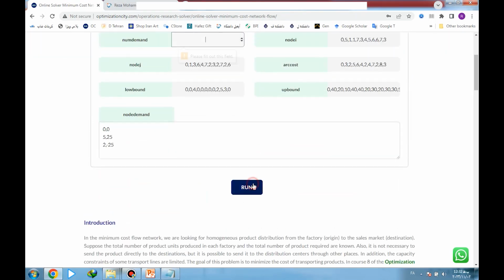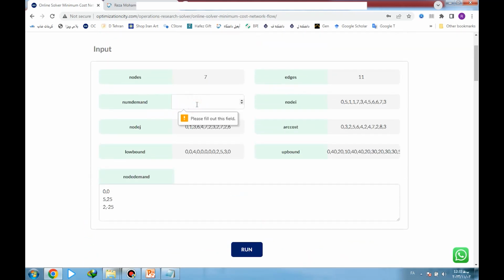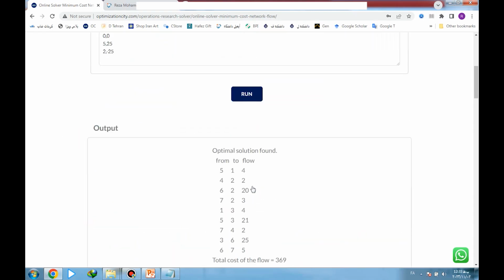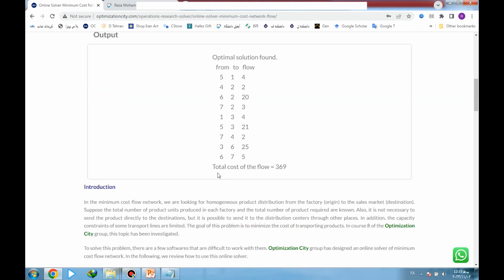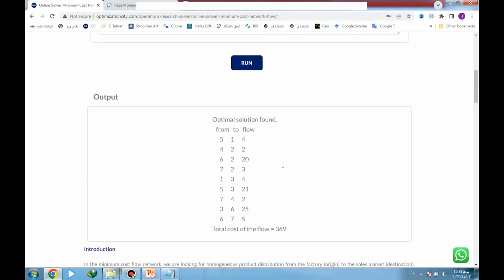So we just press run. Okay, num demand is equal to 2. I press run, and this is the result of the algorithm. In the output, 'optimal solution found' means the optimal solution has been found. The next part of the output shows the amount of flow for all arcs. For example, from node number 5 to node number 1, the flow is equal to 4. And in the last part, the total cost of the flow, which is the objective function, is equal to 369.